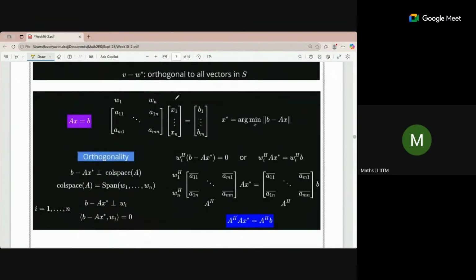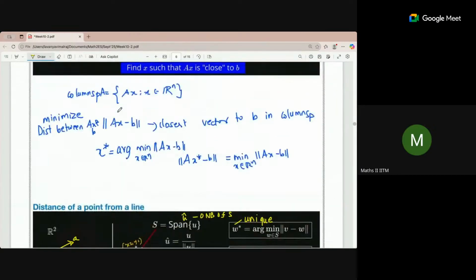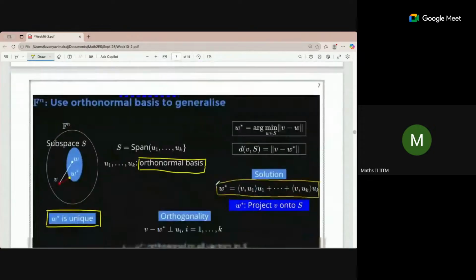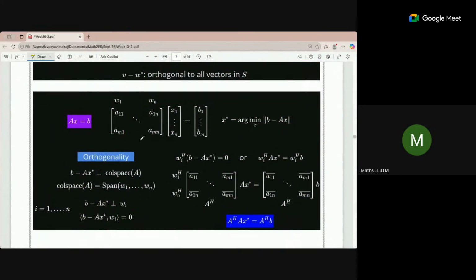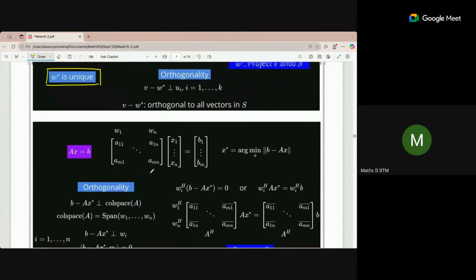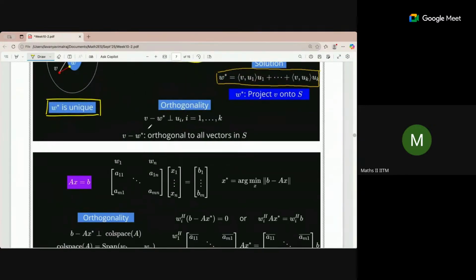Okay, now let's try to understand. We saw some theory of how to obtain this, so exactly how to obtain it, here is the formula. You have Ax = B, and you know that x star is the argmin of norm of B minus Ax, or Ax minus B, both are the same. Now you have to exploit the orthogonality. What is that orthogonality? B minus Ax star is perpendicular to the column space. Let's compare this with what we had before. Your W star here is nothing but your Ax star, and your V is your B.